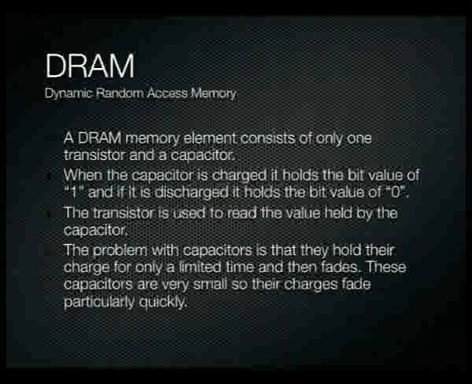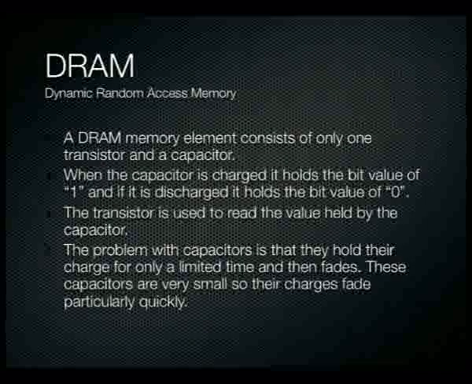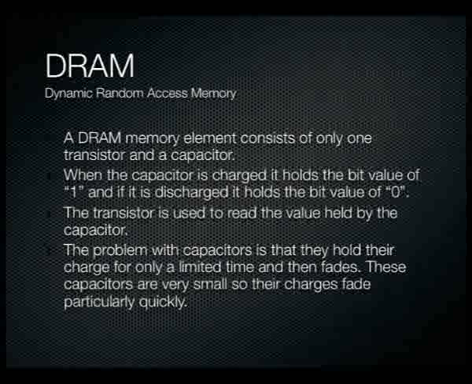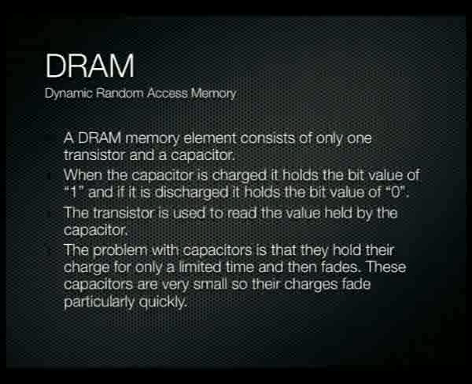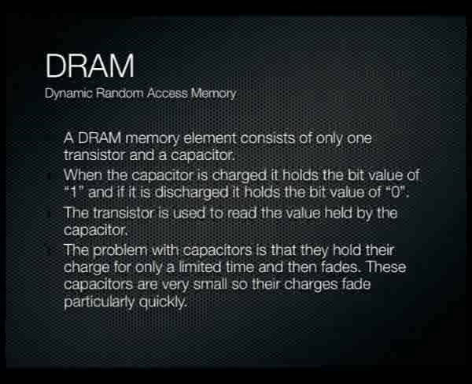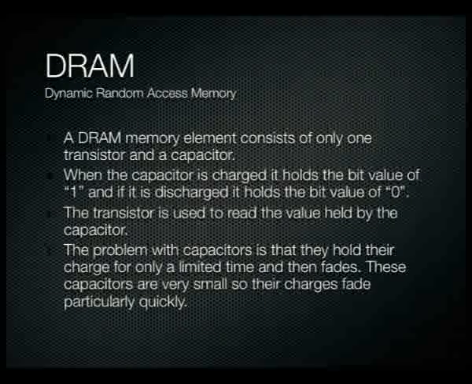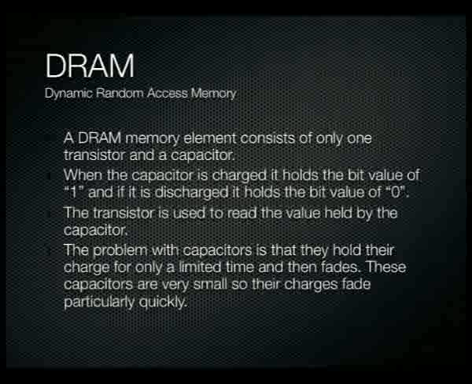So in dynamic random access memory, each of those DRAM memory elements consists of only one transistor. That's why it's small. It's only got one transistor, but it also has one capacitor. Okay? When that capacitor is charged, it holds the bit value of 1. If it is discharged, then it will hold a bit value of 0. The purpose of the transistor in that memory element is simply to read the value of the capacitor.